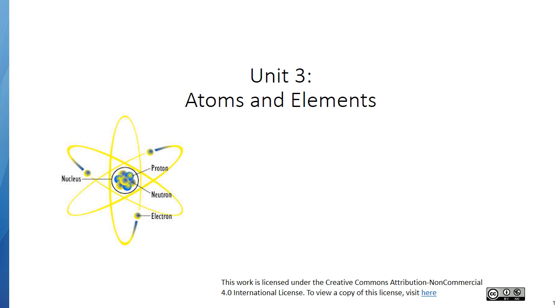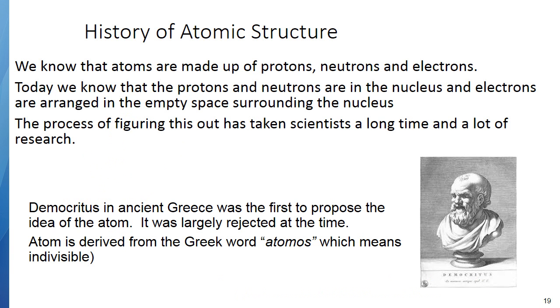All right, so here's the second part of Unit 3, Atoms and Elements. Mainly we're going to talk about the history of how the atom was discovered. Who discovered what? Today we know there are protons, neutrons, and electrons, but who determined this and how did they do it?